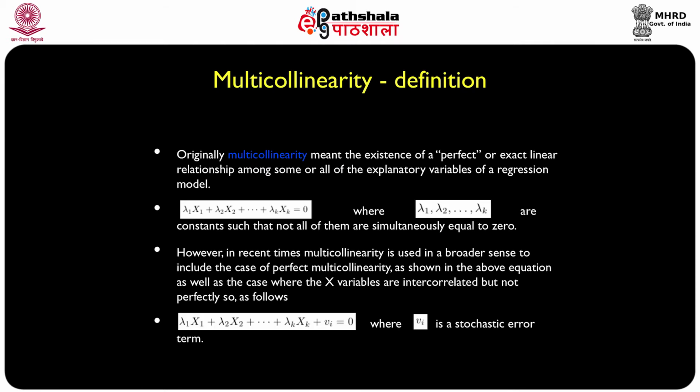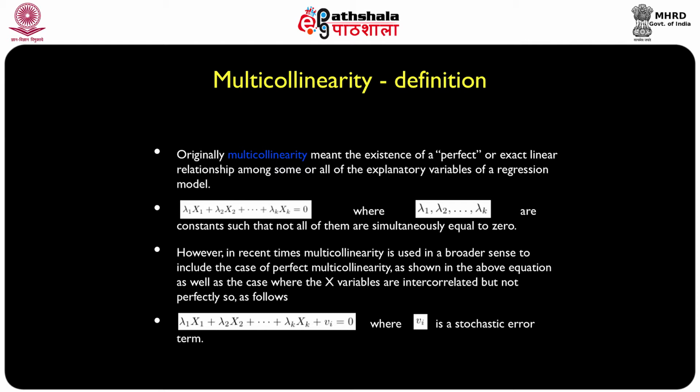Originally, multicollinearity meant the existence of a perfect or exact linear relationship among some or all of the explanatory variables of a regression model. Hence, if x1, x2, ..., xk are the k explanatory variables, then we can write a linear combination of them, that is lambda 1 x1 plus lambda 2 x2 plus ... lambda k xk equals 0, where lambda 1, 2, ..., k are k constants such that not all of them are 0 at the same time.